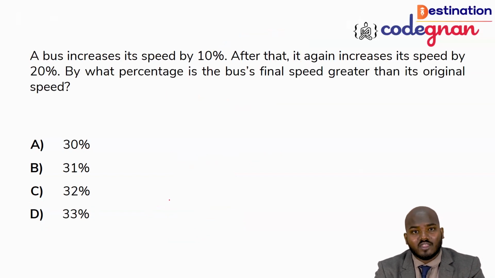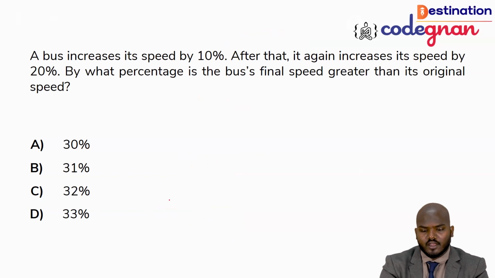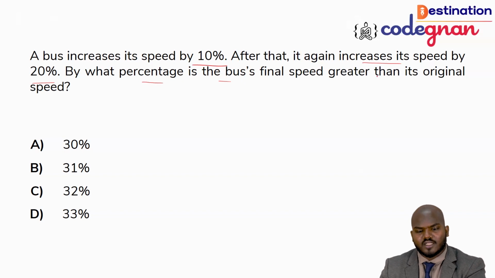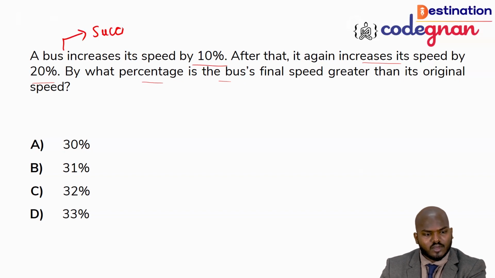Here we have a real-time type of question, real-time application based questions. Previously, you solved the very common questions, but here you need to understand very clearly. So, a bus increases its speed by 10 percentage. After that, it increases the speed by 20 percentage. So, by what percentage is the bus's final speed greater than the original speed? This particular question I can call successive increment.